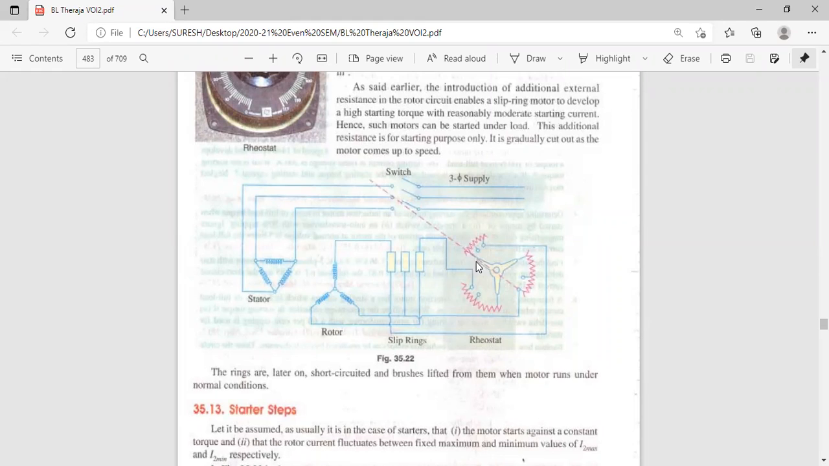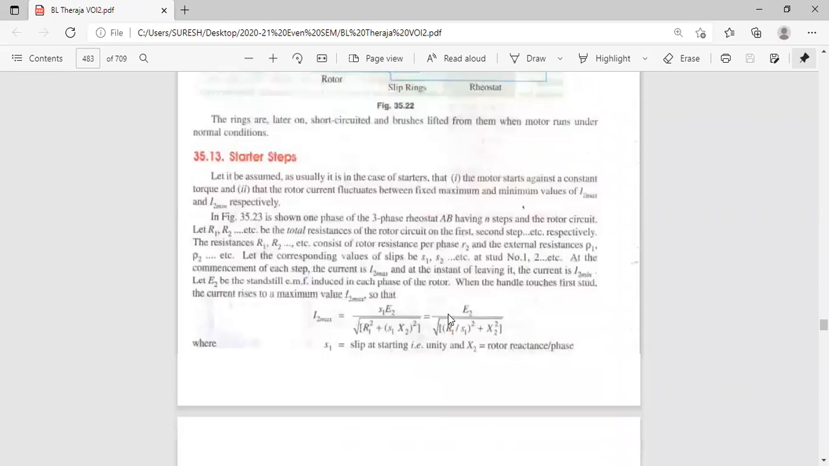There is no need of this resistance now in the stator. So this rheostat can be cut out from the stator. We can remove this rotor rheostat from the stator. But initially, since the current is very high, we want this rheostat. Okay. Now see here.